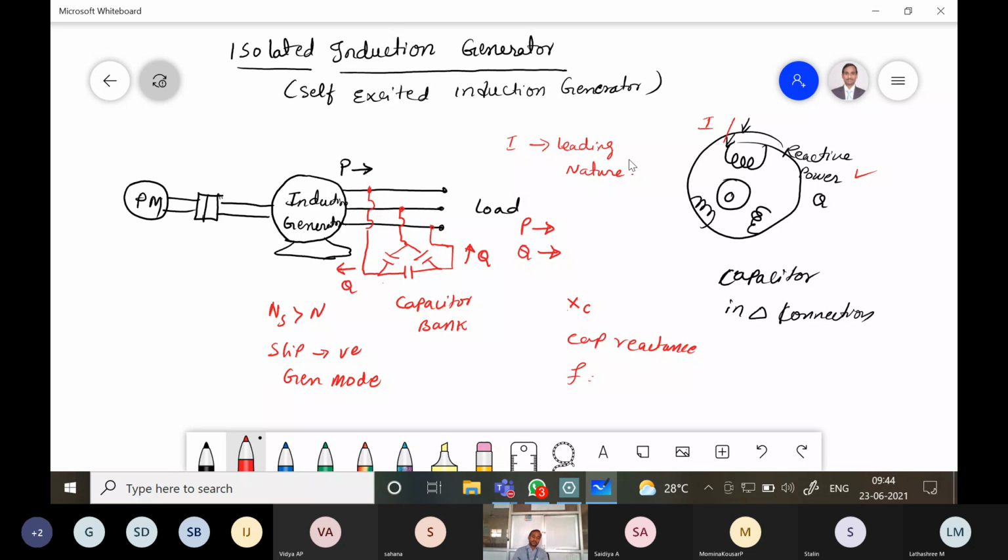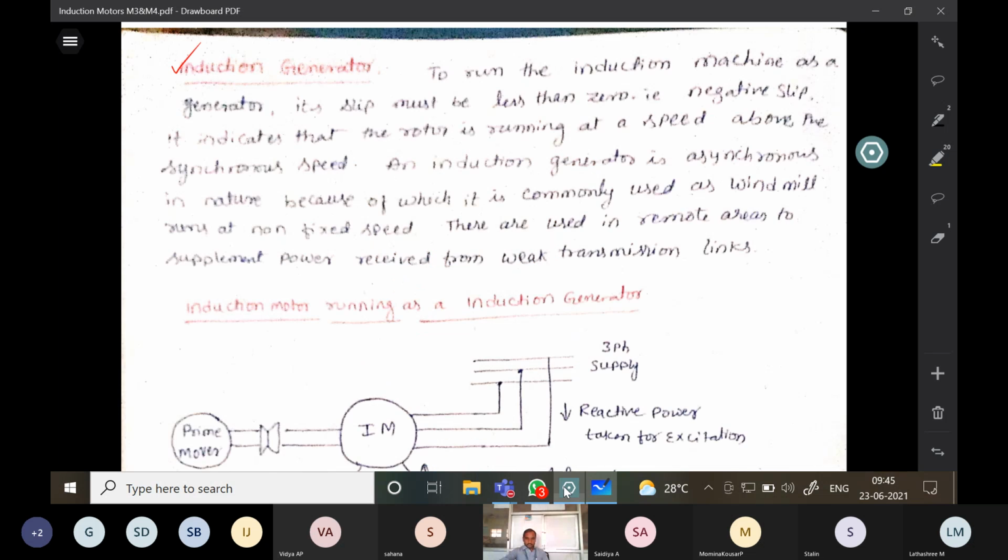So you will get a leading current. This is equivalent to the lagging current supplied back to the generator. Okay, so that leading current supplied to the induction motor, our induction generator, and both cancel each other. So we will get active power at the load. So this is the isolated induction generator or self-excited induction generator. There are some advantages of this. Advantages and limitations. We will see what the advantages and limitations of this are.